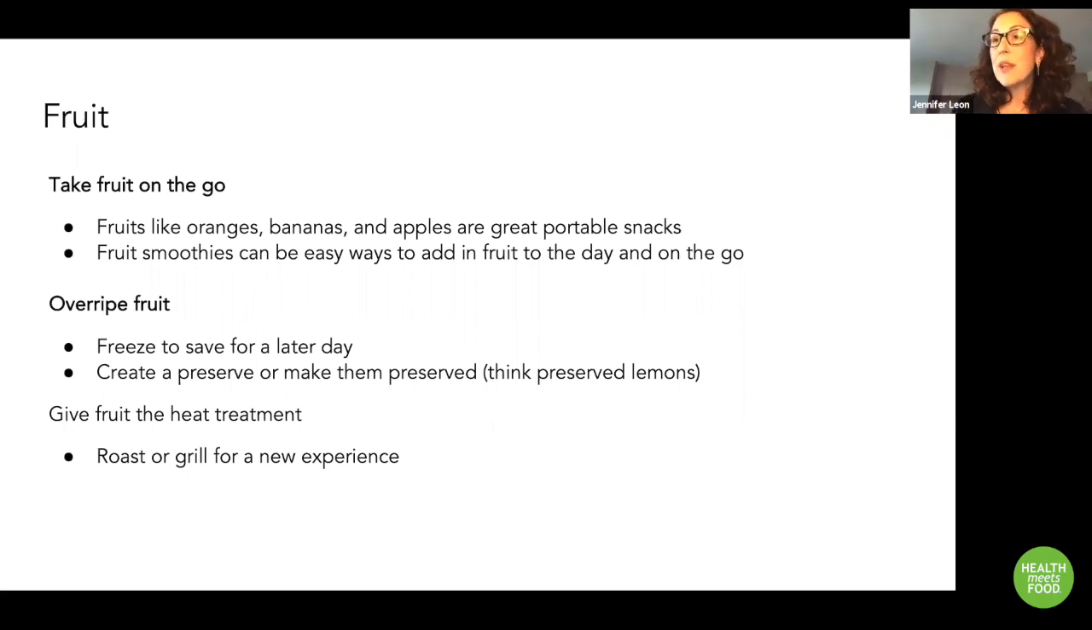Or you could just throw them in the oven and roast them and make a completely different option and put that over some of your plain grilled meat as well. And finally, you could think about preserving them. And next slide, please.